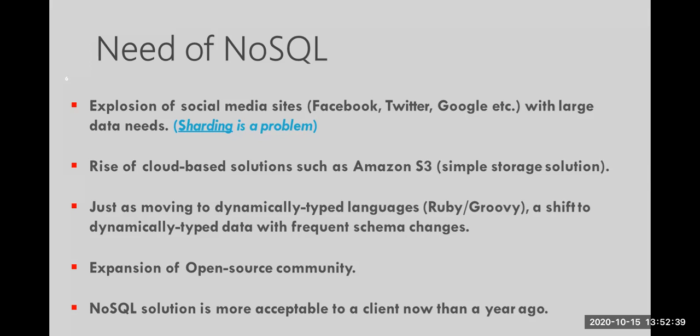Then the rise of cloud-based solutions such as Amazon S3 requires NoSQL. Cloud computing does require NoSQL database systems. Then there is the move to dynamically typed languages like Ruby or Groovy, where there is no fixed syntax as such. A shift to dynamically typed data with frequent schema changes is required, and that's why there is a need for NoSQL. The expansion of the open source community over the last 5 to 10 years also requires NoSQL database systems, and such NoSQL solutions are more acceptable to clients now than a year ago.